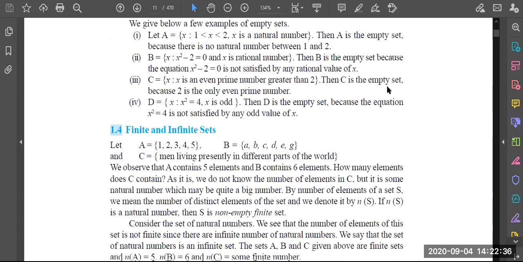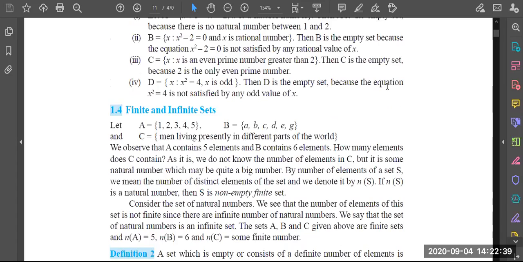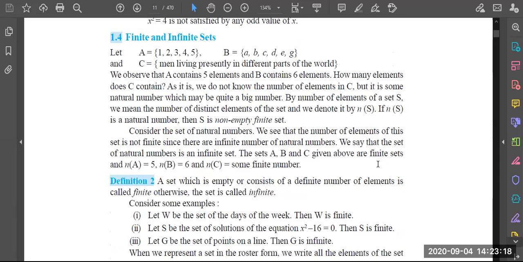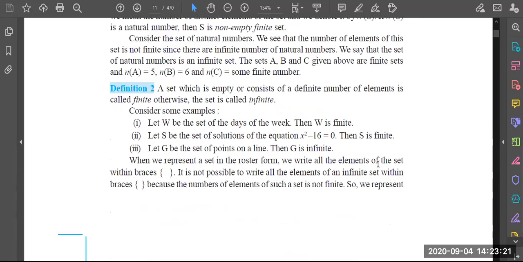Now, the number of elements in a set is denoted by n with brackets. For example, the number of vowels is how many? People are saying 6 or 5. A, E, I, O, U, that's it, so 5. I'll just write it like this. This is the number of elements in a set. I hope all of you understood what finite and infinite sets are. Yes or no?